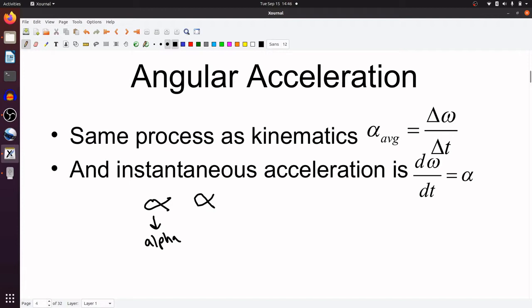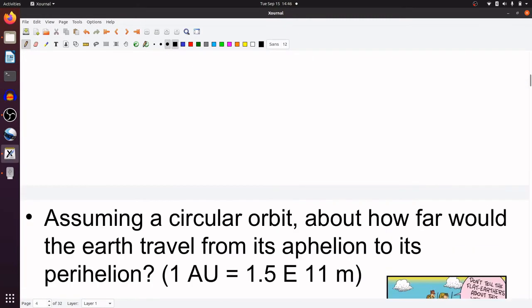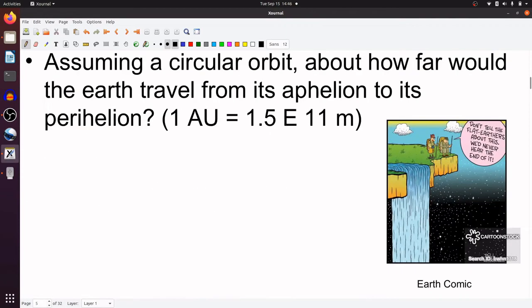And so it's the exact same thing. Whereas with linear acceleration, your average linear acceleration, if you remember, was your change in velocity over change in time. Well, this is your average angular acceleration. Pretty much the same process as Chapter 2. Now, this is going to lead us to some new equations.